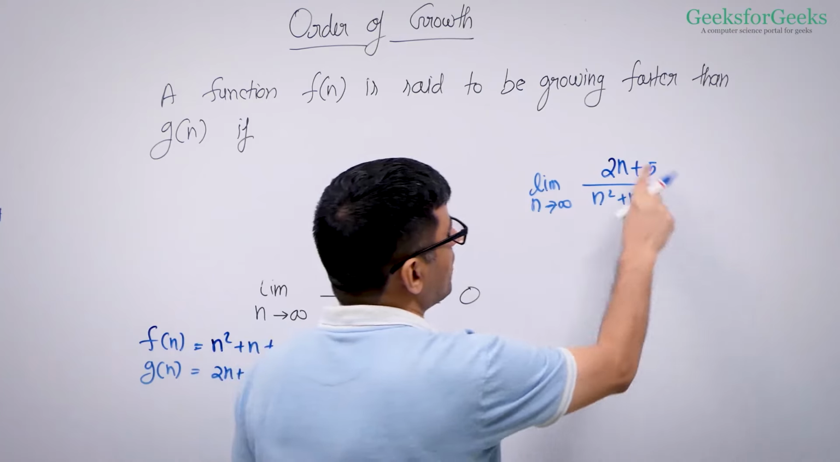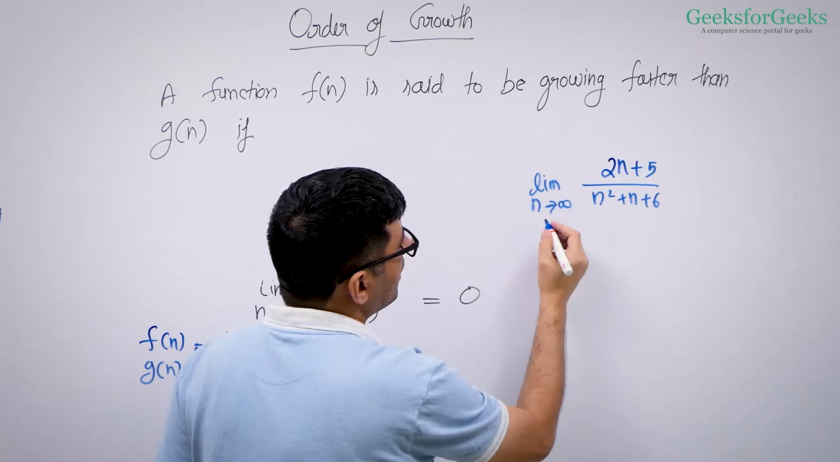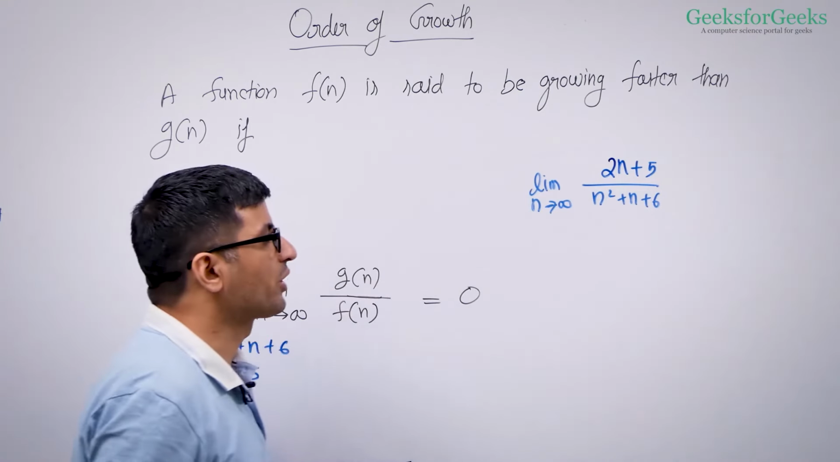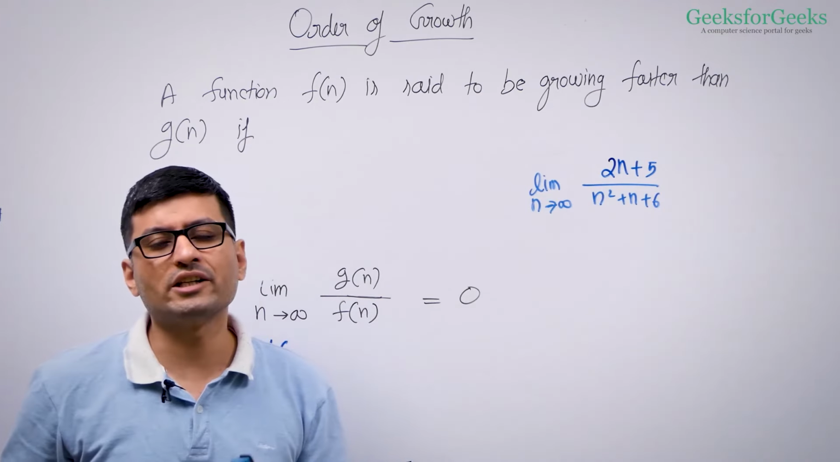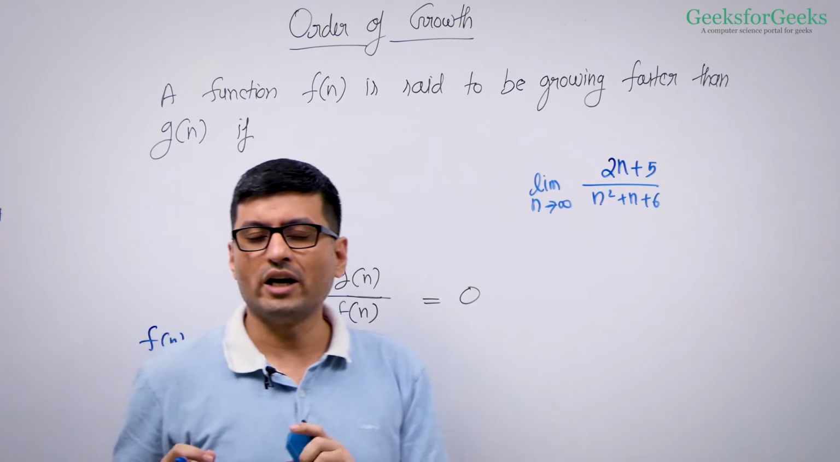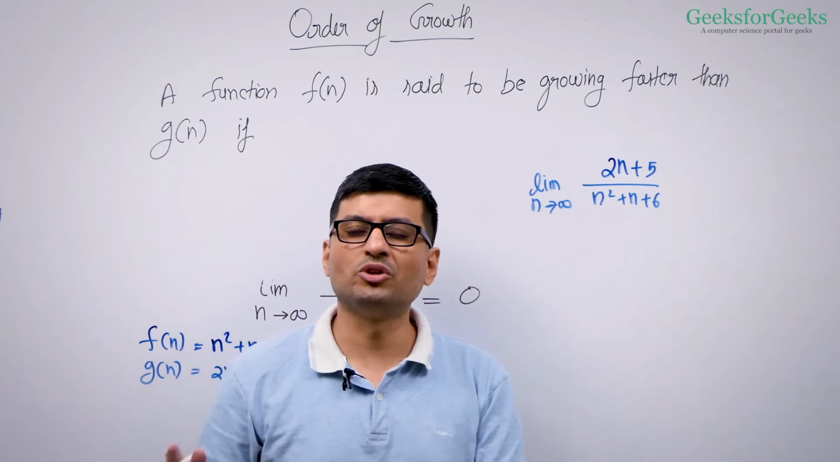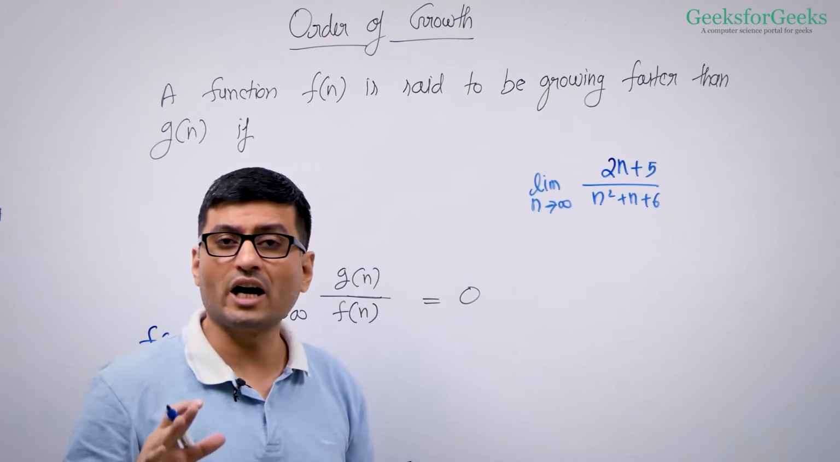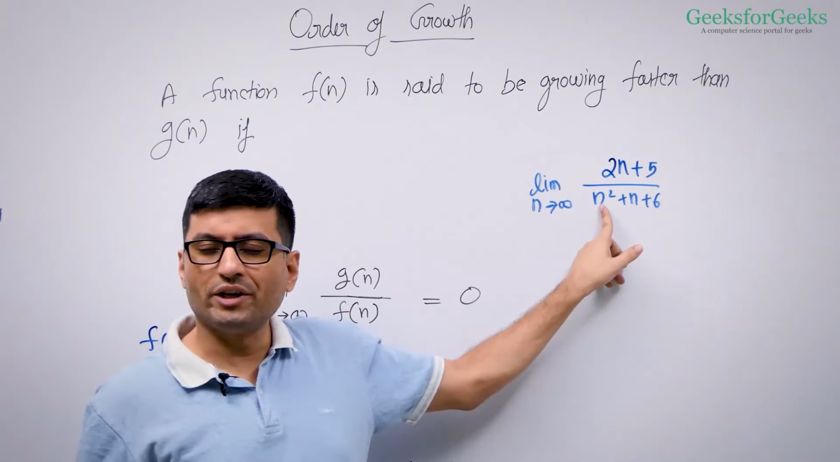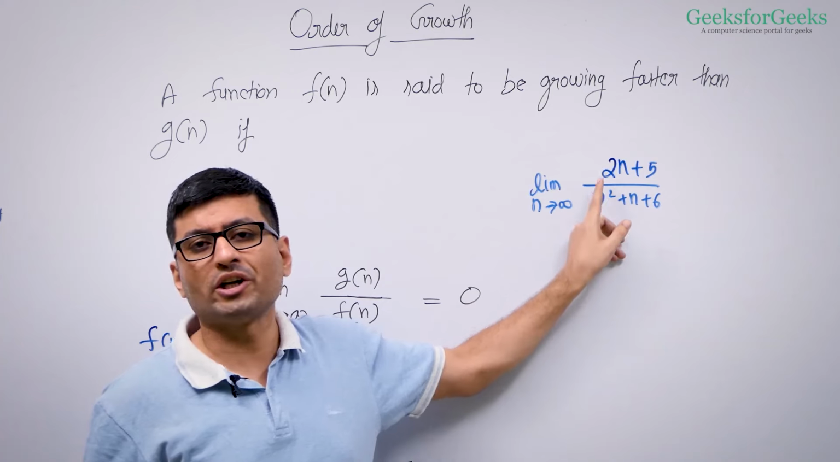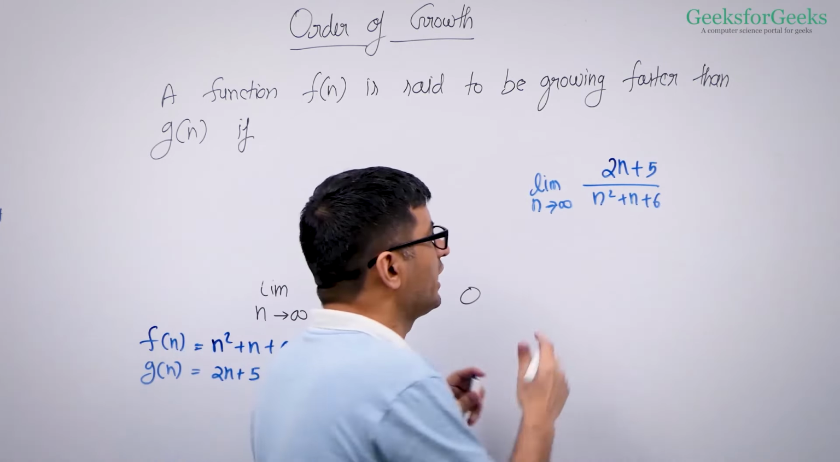So let's talk about this expression's value. The simple idea to compare the order of growth of two functions and get the value of this: take the highest order term and divide both numerator and denominator by it. The highest growing term is n square. So we divide both numerator and denominator by n square, and what do we get?